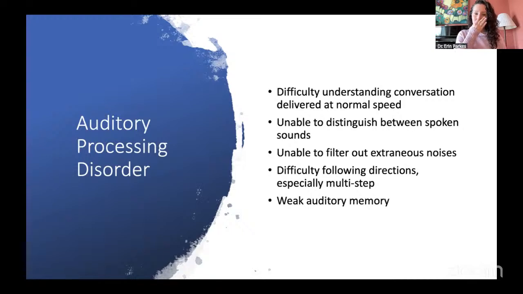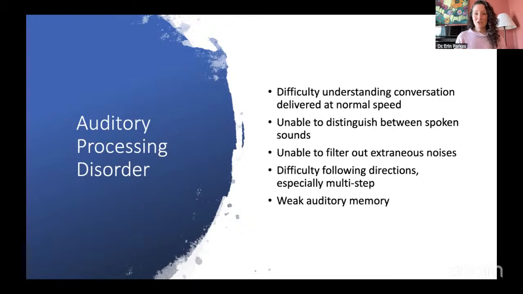Unable to distinguish between spoken sounds. So again, that's sort of a phonemic issue like with dyslexia, but it's being able to hear the difference between like a da syllable and a ta syllable, for example.